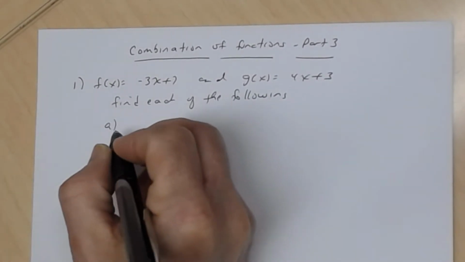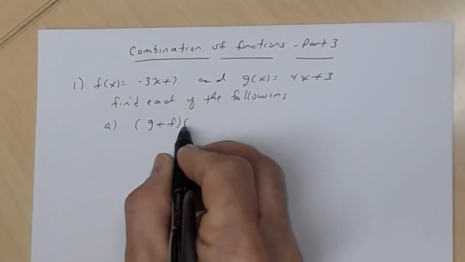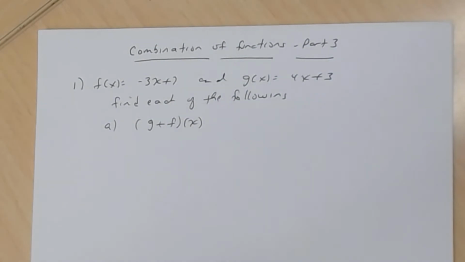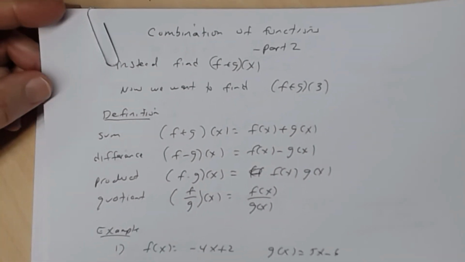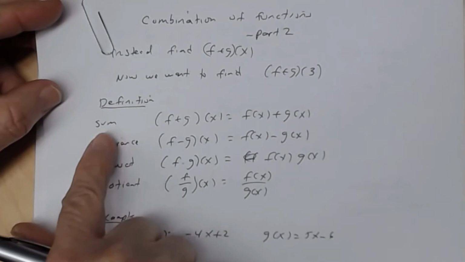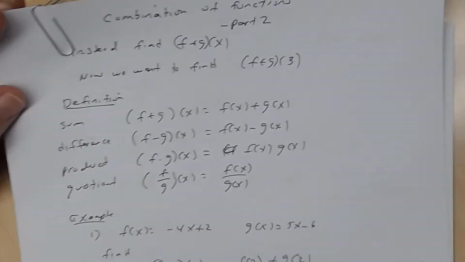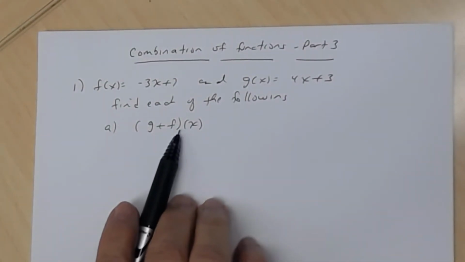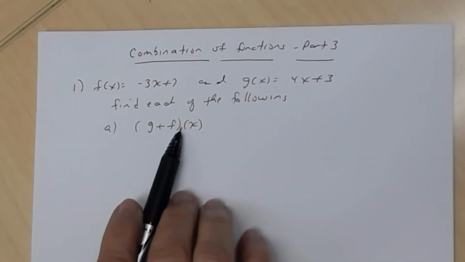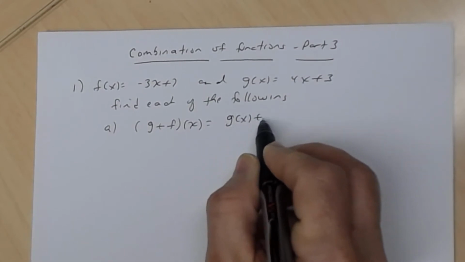Letter A. Suppose you want to find g plus f at x. We saw in a previous lesson, part 2, the definitions of sum, difference, product, and quotient. This notation, g plus f at x, remember, doesn't mean times x, it means at x, which means g of x plus f of x.